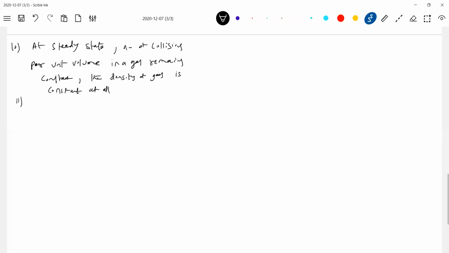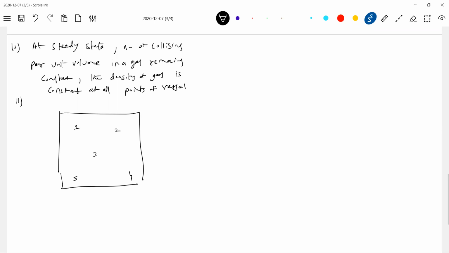at all points of the vessel. Means you calculate the density of gas. If I say density of gas, you should not ask at which point in the vessel. It is assumed everywhere. So what is the density of gas? Fine, so this is very much essential.